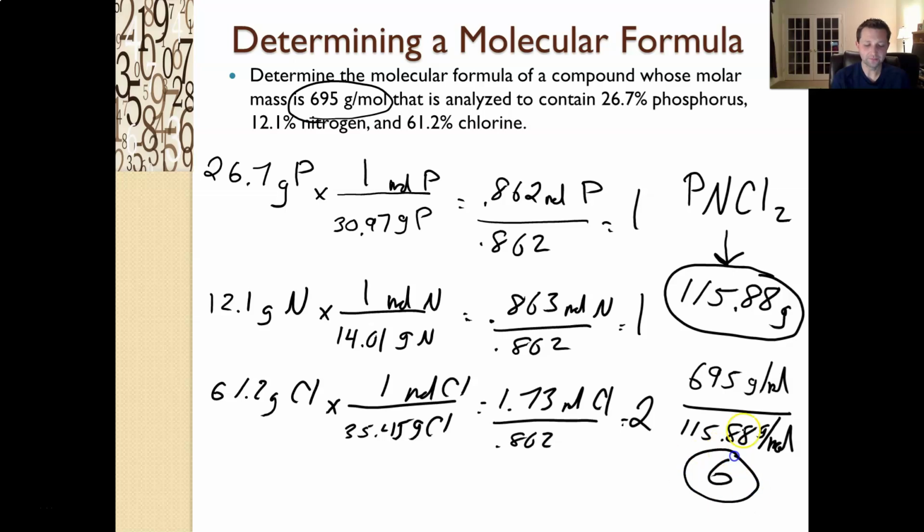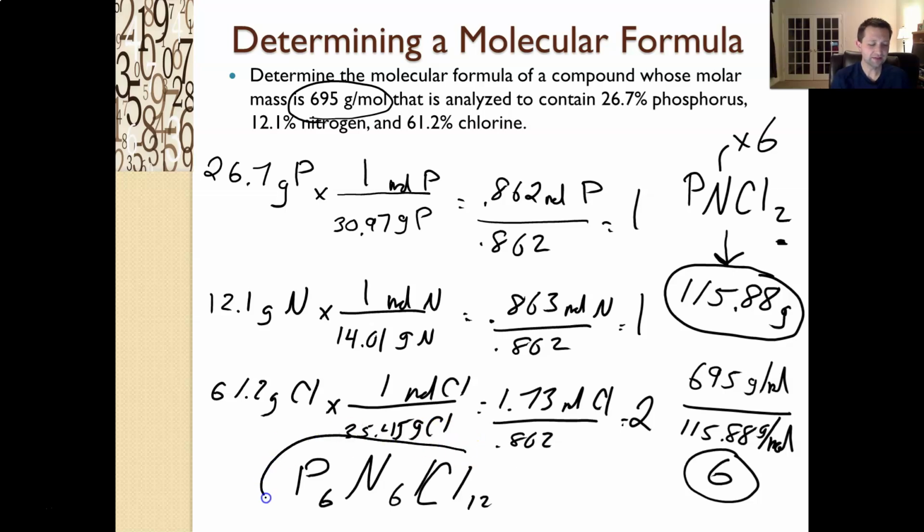And that's going to give me a factor of 6. All right? So I need to multiply my empirical formula by 6 to get my final answer. So that's easy to do. It was 1 phosphorus times 6 gives us 6 of them. So P6. Same with nitrogen, N6. Chlorine, there were 2 of them. Multiply that by 6 and you get 12. Cl12. Okay? P6N6Cl12 for your molecular formula for that.